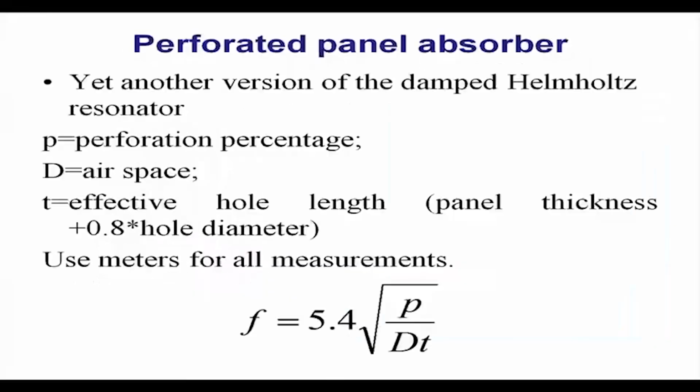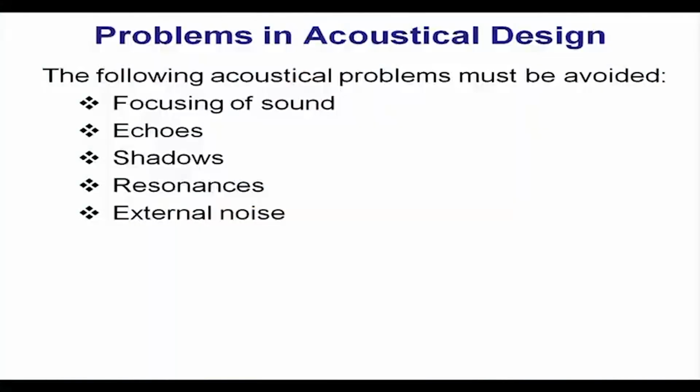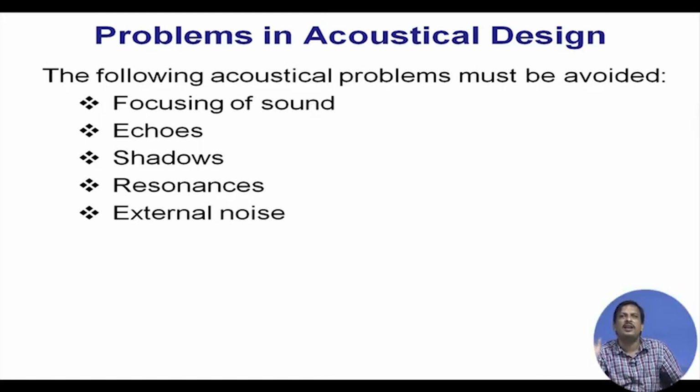But for designing any studio, auditorium, or acoustic room, or even drawing room acoustics, there should be no focusing of sound, no echo, no shadow, no resonance, and external noise sources must be minimized. So, if I build an auditorium near the highway and I do not take care to stop the highway noise from reaching the auditorium, then the auditorium is useless, because the highway noise will easily enter it. So, to avoid external noise, keep the external noise source far away from the auditorium. That is the basic consideration for auditorium design.